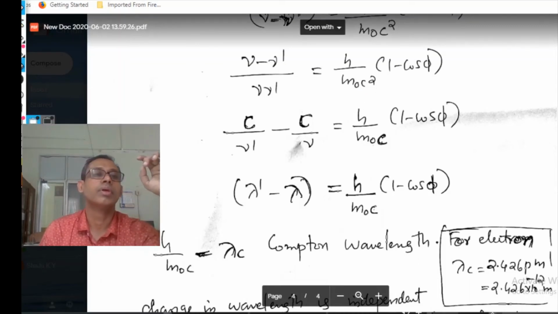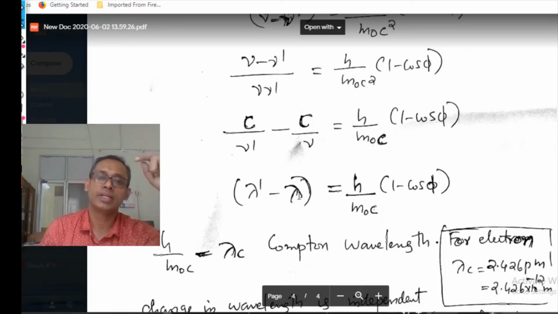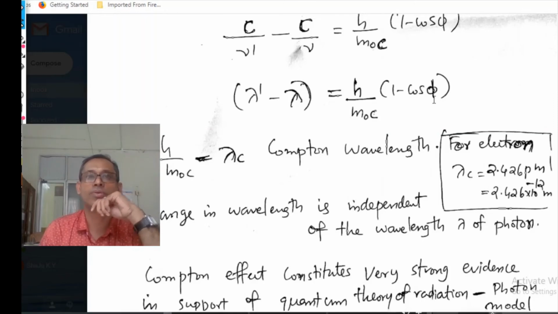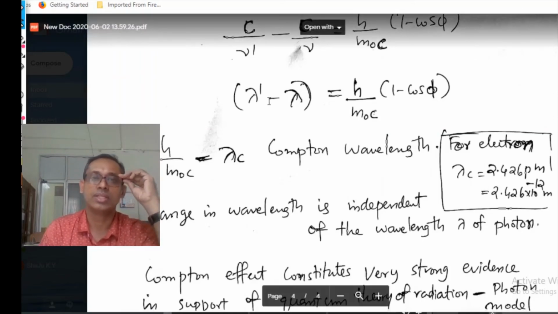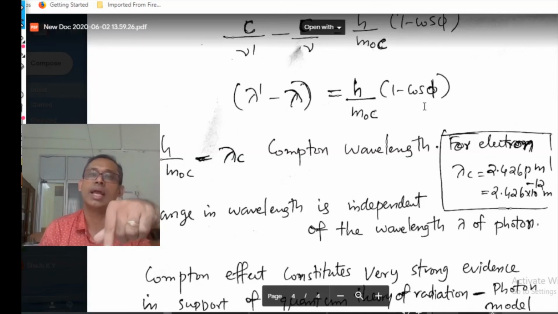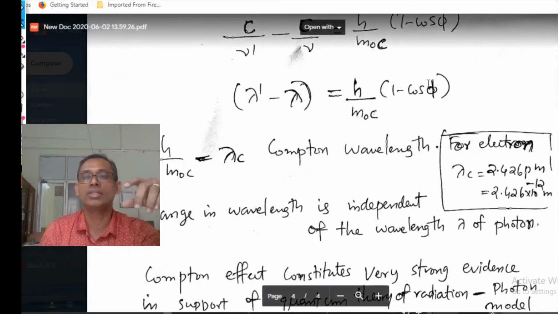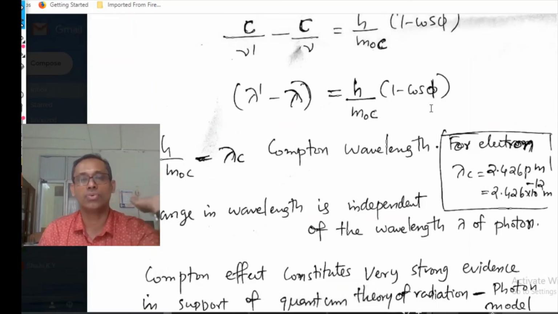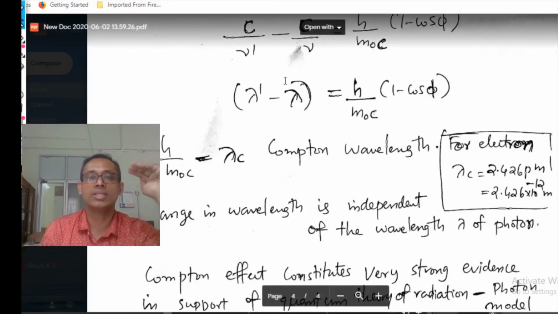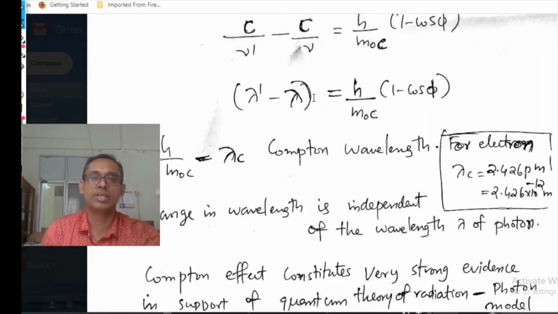So lambda prime minus lambda is equal to h by m0 c times 1 minus cos phi. So this is the change in wavelength. Lambda is the wavelength of the incident photon, lambda prime is the wavelength of the scattered photon, and there is a change. And phi is the scattering angle for the photon. So here we see this change in wavelength depends only on the scattering angle for the photon. So at different scattering angles, this change in wavelength will be different.